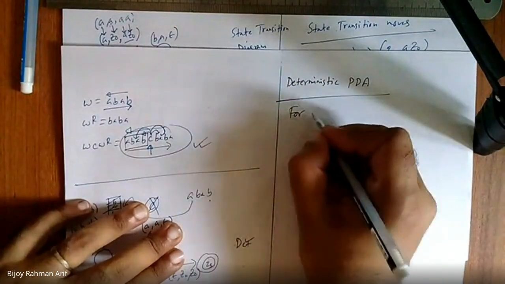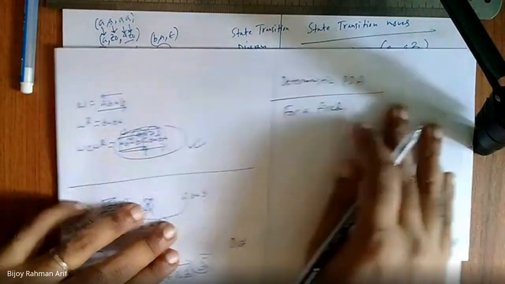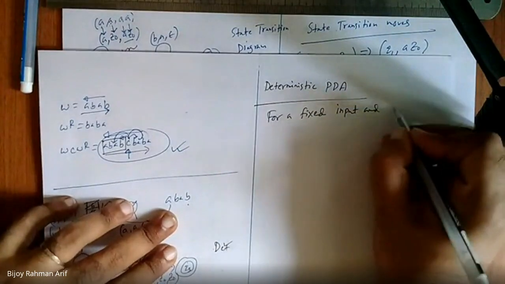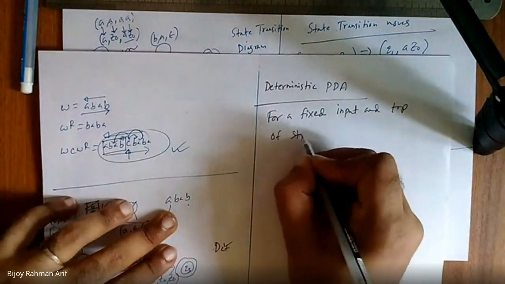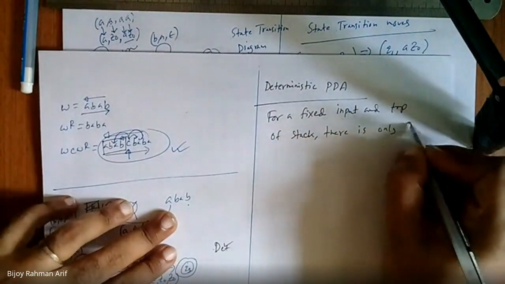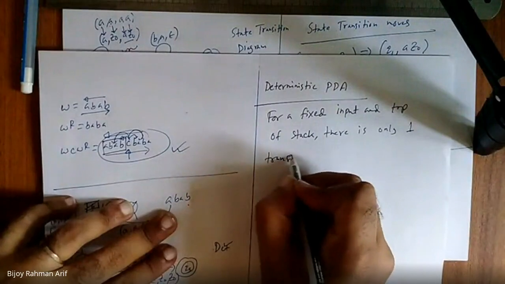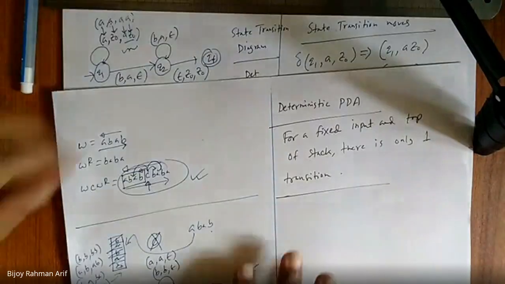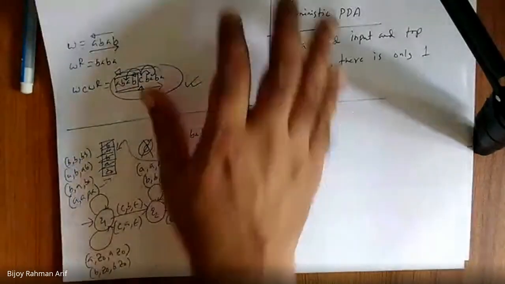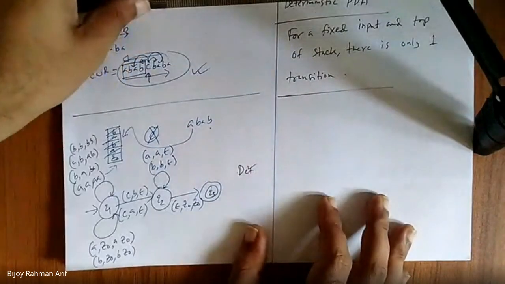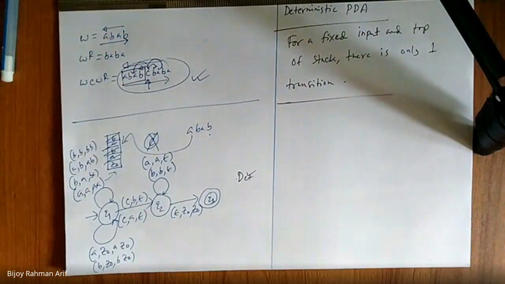For a fixed input and top of the stack, there is only one condition. That's why it is called deterministic. Did you get it, guys? So here the determinism definition is different. It's not that easy. Okay. Do you have any query? You can ask.